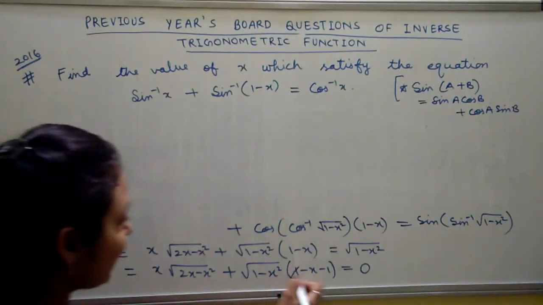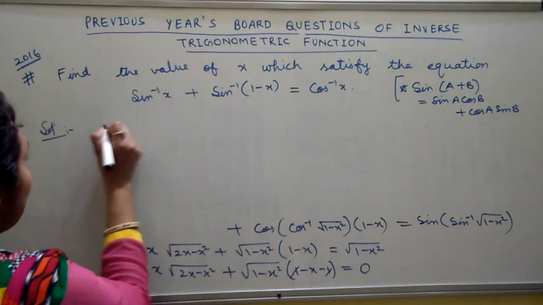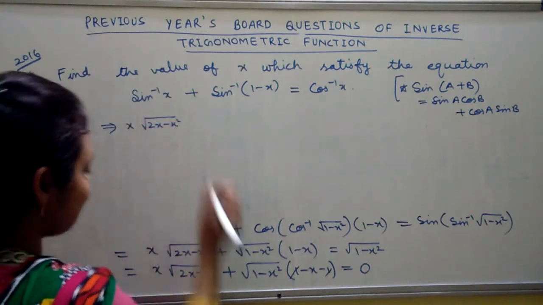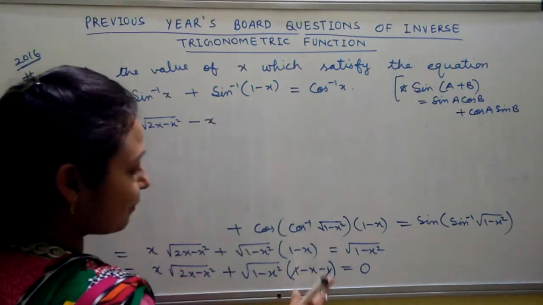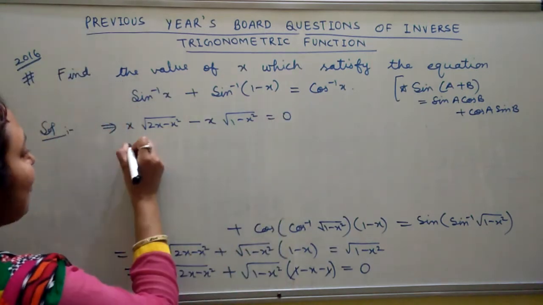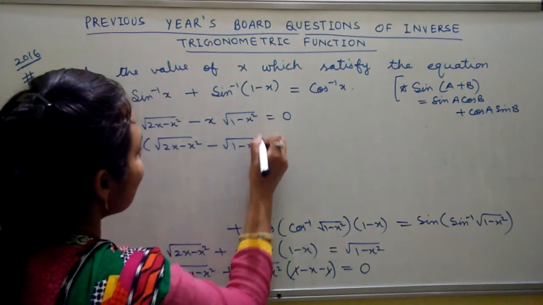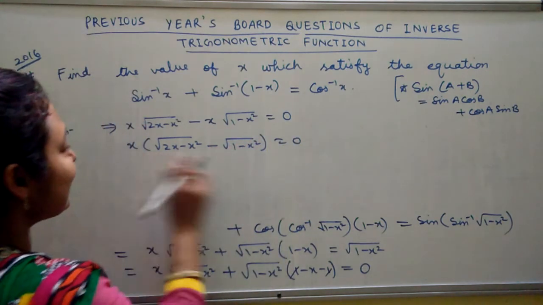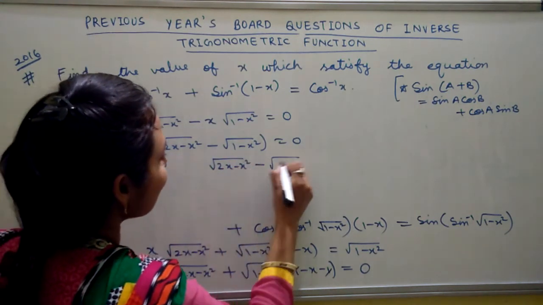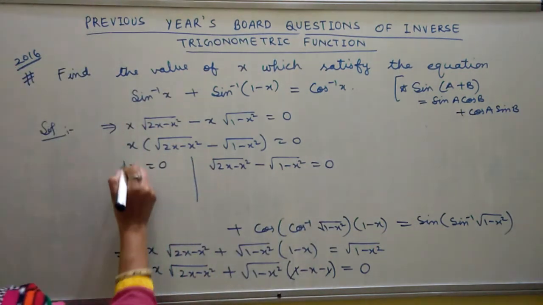First is 1 and 1 will cancel. So we have x under root of 2x minus x square minus x, because minus x under root of 1 minus x square is equals to 0. Take x common. We have under root of 2x minus x square minus 1 minus x square is equals to 0. I will take two factors. First is x is equals to 0. Second is 2x minus x square minus under root of 1 minus x square is equals to 0. So there are two factors. This is one of the values.